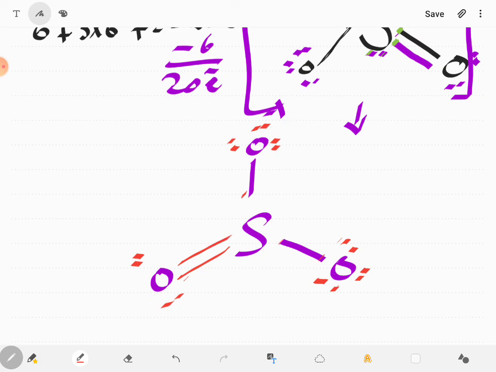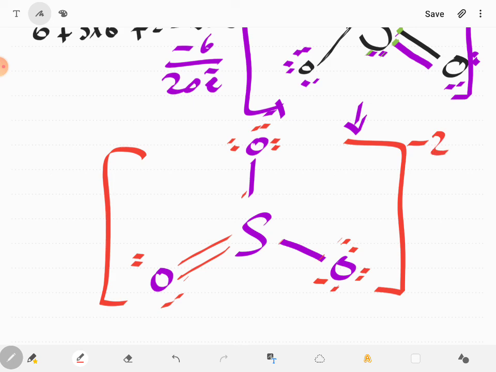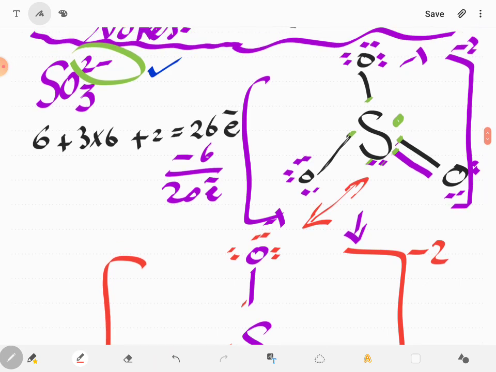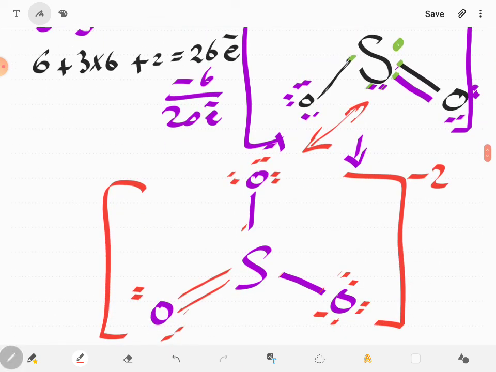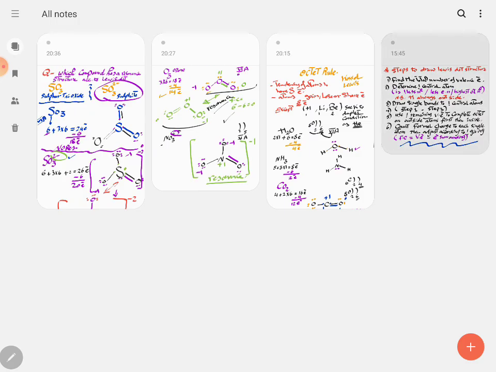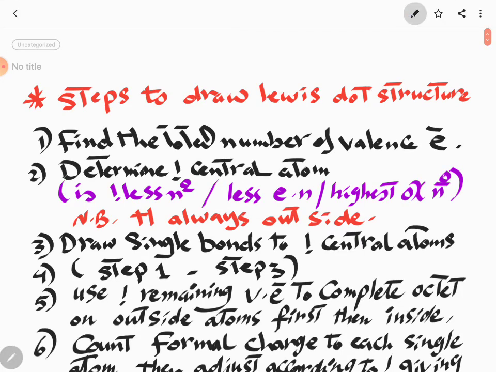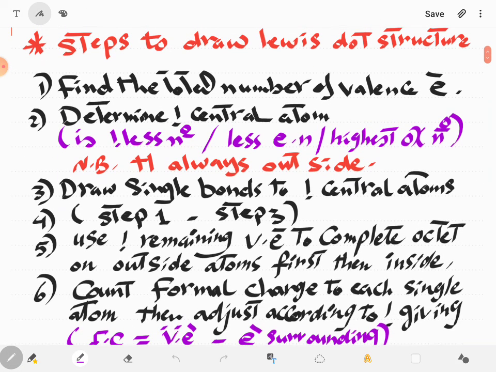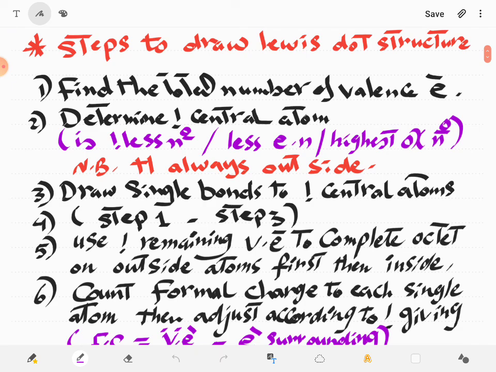Here I am writing minus 2. So it's resonance. Look at the structure from here to here, and it could be here also. So 3 resonance structures. And for the final one, I'll tell you the steps. I'll show it to you again. This is the Lewis structure. Clear and simple. Thank you.